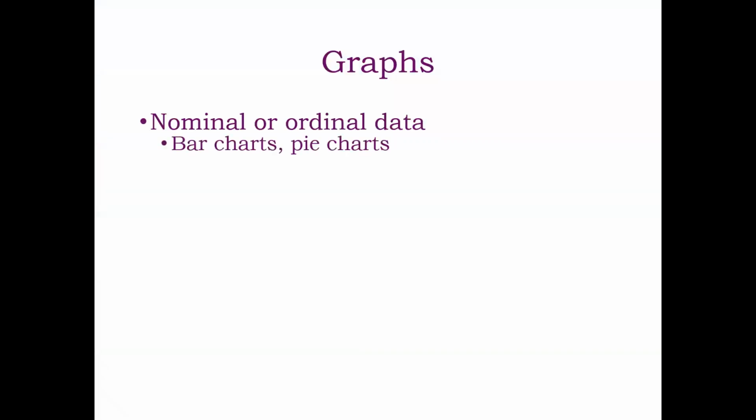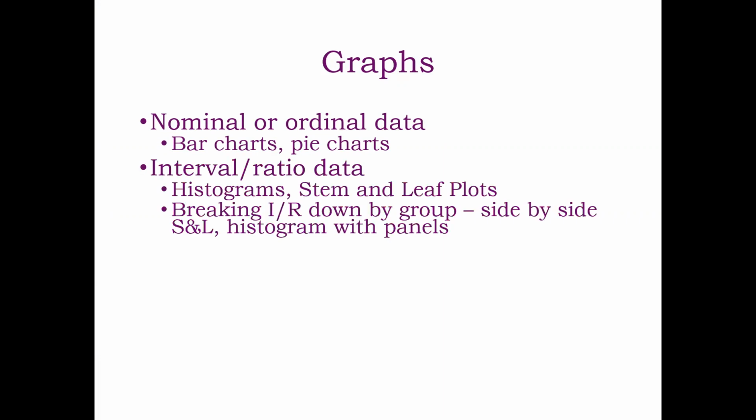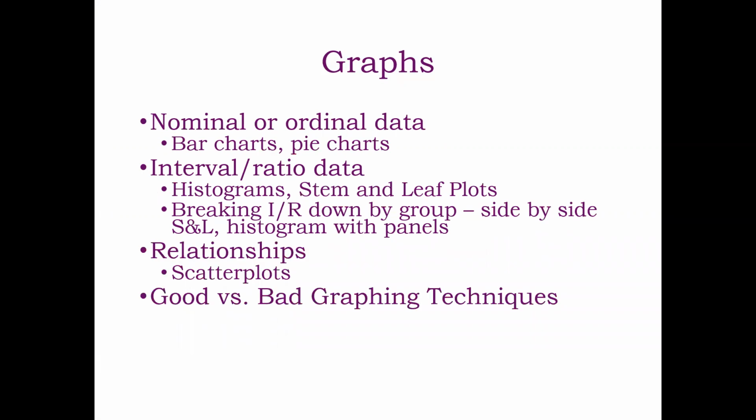So we're going to talk about nominal graphs for nominal ordinal data. Remember we talked about that last week. We use bar charts, pie charts. We're going to be talking about graphs for interval ratio data, such as histograms, stem and leaf. We're not going to cover stem and leaves in this course. Okay, and then we're going to talk about breaking it down by group. And then we're going to talk about graphing relationships with scatter plots. And finally, talk a little bit about good and bad graphing.